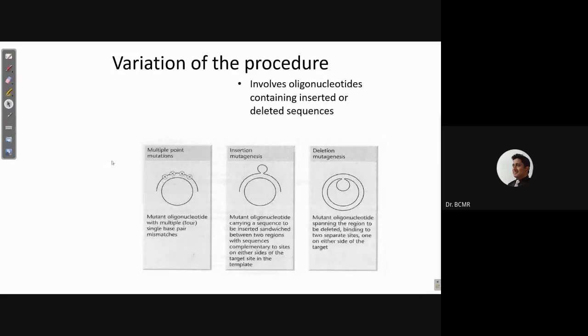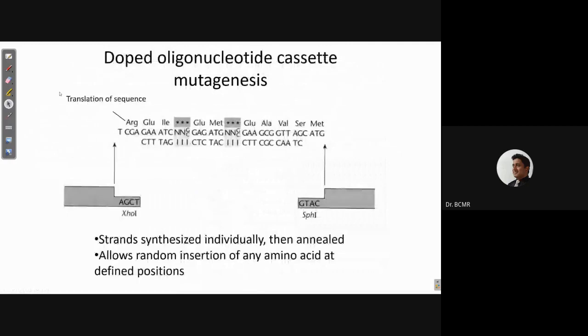Okay, so in today's class, we'll have a quick review of what we did in the last class about mutations. We discussed a few things, such as doped oligonucleotide cassette mutagenesis, one of my favorites in terms of logic. After the review, we will finish off two or three more topics.